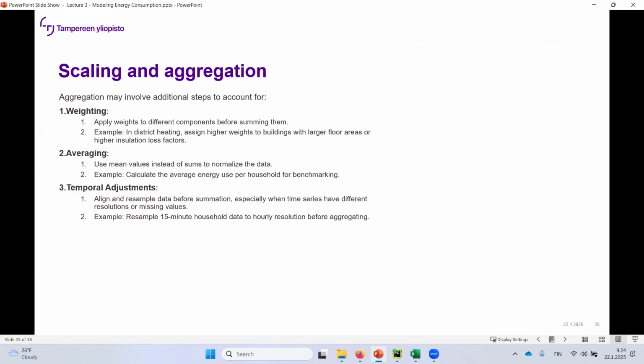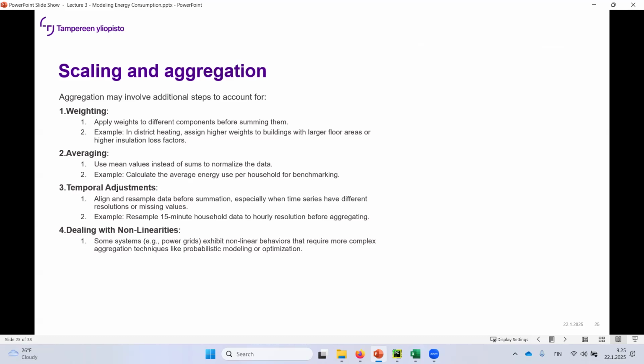Temporal adjustments, this is something that we did. Align and resample data before summation. You have to have all the data points in the data set, and then you have to have the same interval. As I've shown you in the exercises, in some cases it's rather hard because this data is in hourly intervals, this is in 10 minutes, this is in 1 minute, this is in 15 minutes. How are you going to manage that? Well, now you have the tool in your toolbox of making these smoothing splines and using those to interpolate.